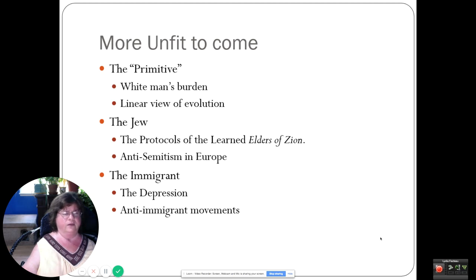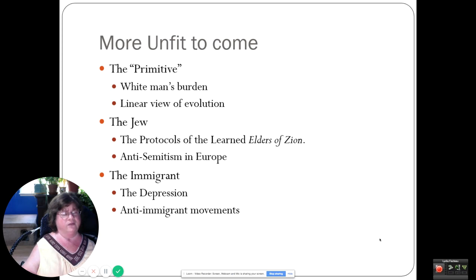More of the unfit was the primitives, which was part of a theory at the time called the white man's burden. This was the idea that individuals who lived in less developed communities were somehow a burden to be taken care of by white individuals. This justified colonization, slavery, all kinds of things.